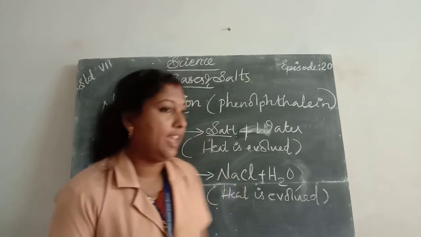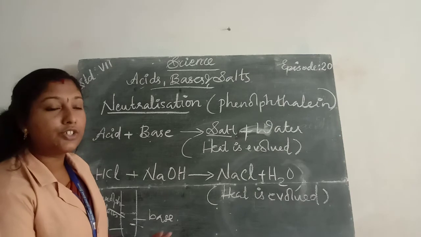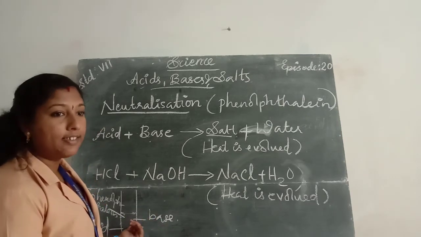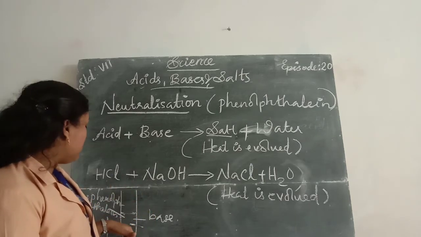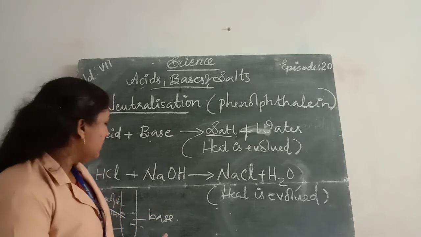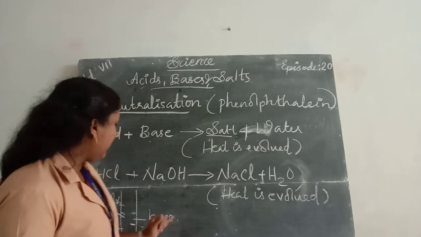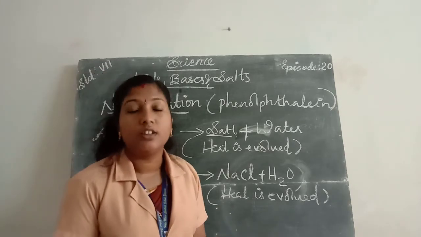Okay, all of you listen here. If we add phenolphthalein into the acidic solution, it has no change. If we add the sodium hydroxide solution into the acid solution, the color of the acid solution is changed into pink. Then if we continue the process, we can see that the pink color just appears by adding the sodium hydroxide solution.